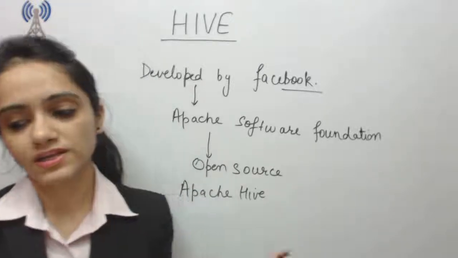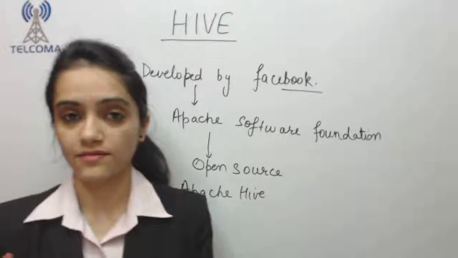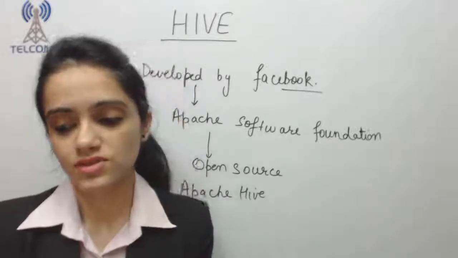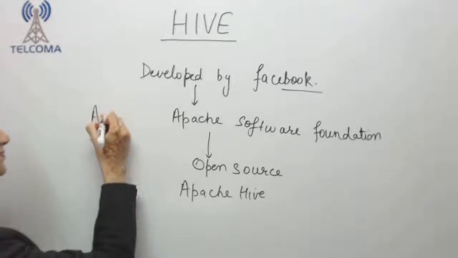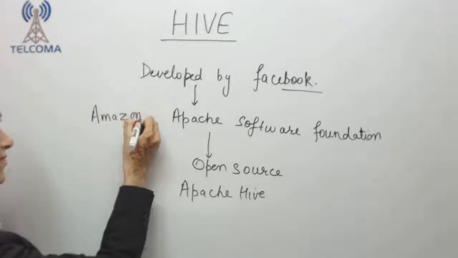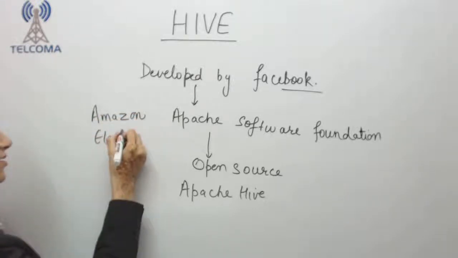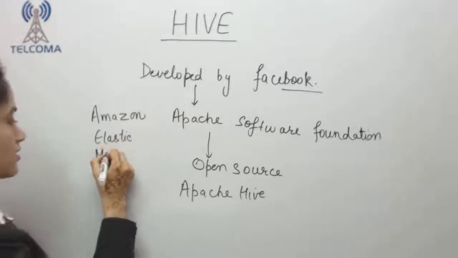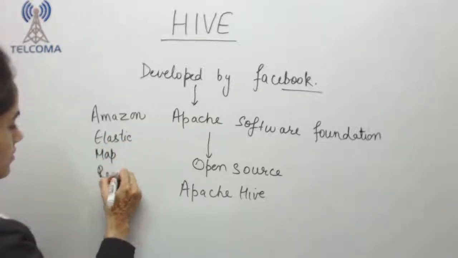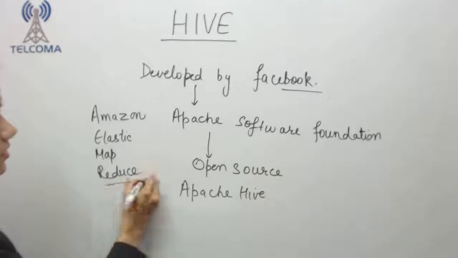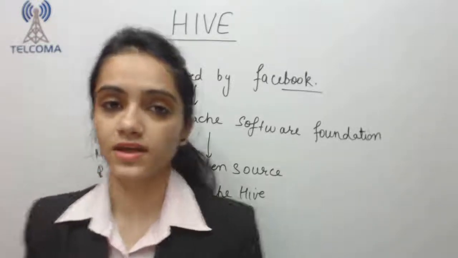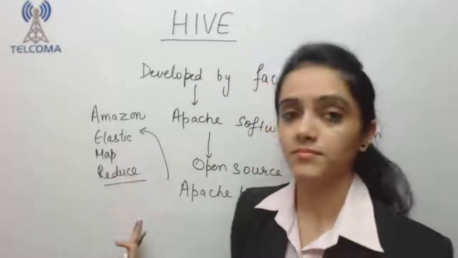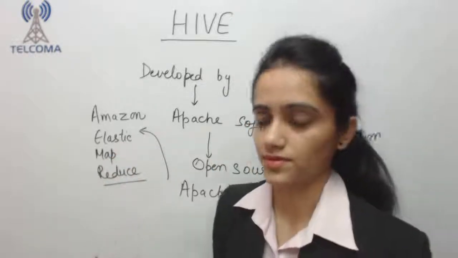Now it is used by different companies. For example, we have Amazon. Amazon uses it for Amazon Elastic Map Reduce. So for this function, Amazon uses Hive so that they can have Amazon EMR, Elastic Map Reduce.